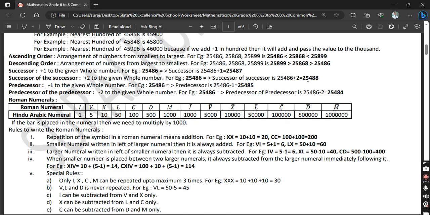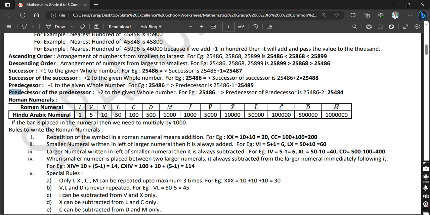So this is my value. I will get 25488. And predecessor means that will be minus 1. So any number, suppose they tell you to find the predecessor, then you should minus 1. Simply you need to find out the minus 1.